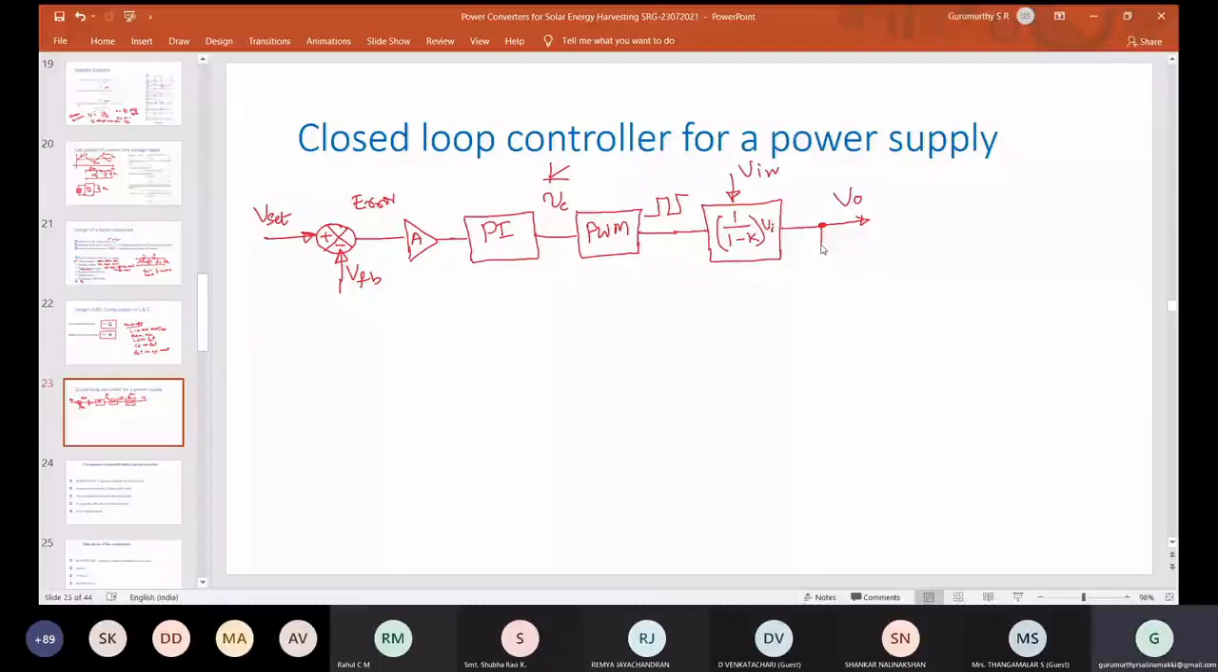Then you scale, multiplying with A. It is a scaling factor. Maybe I will call it 1 by A. This is basically an attenuator. So this is what we have to do. This is our closed loop controller. If you have to build a boost converter, you have to make this block. So now your system is ready.